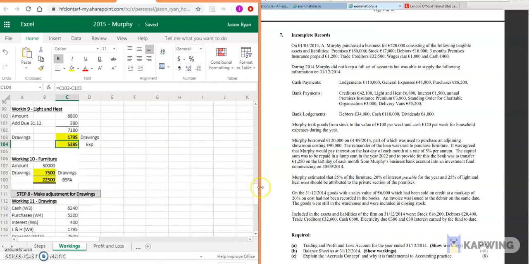Furniture then, 25% of furniture. So we bought furniture up here. Remember up here we got a loan of 120, 90,000 of it was to buy a showroom. The remainder was for furniture. So it's going to be 30,000. So you can take 30,000, multiply by 25%, and you're going to get 7,500 for your drawings. And the remainder then goes into your balance sheet as part of your fixed assets. That's all the adjustments for gains and expenses.